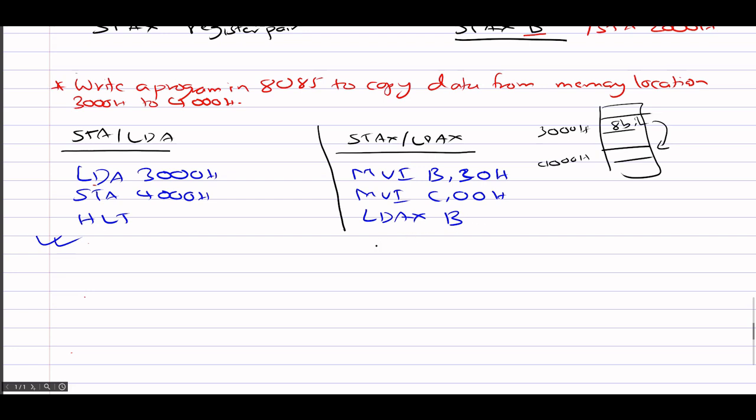Now to store the data, we're going to use STAX. For that, I'm again going to use the same pair, or we'll do another pair for now. MVI D, 40H, MVI E, 00H, and then STAX D, which means the data from the accumulator is going to be sent to address 4000H in the memory, and then I'm going to terminate the program. So both of these provide us the solution for this particular question.